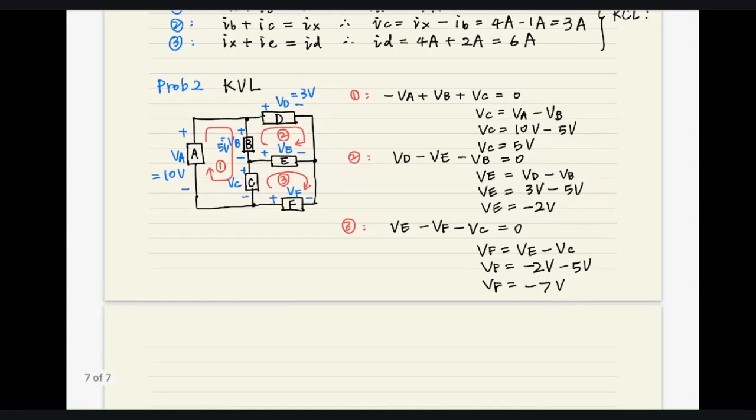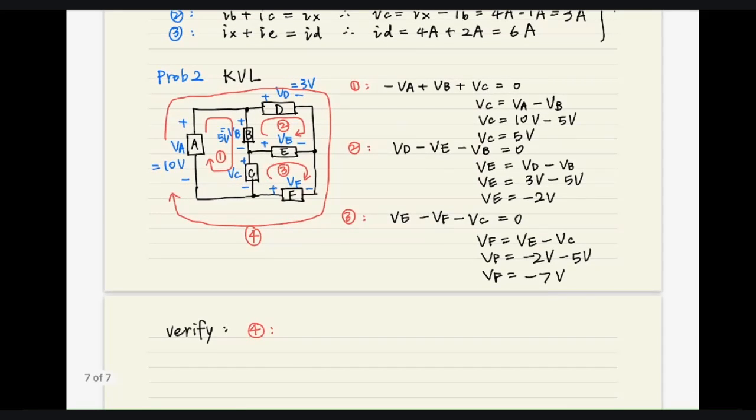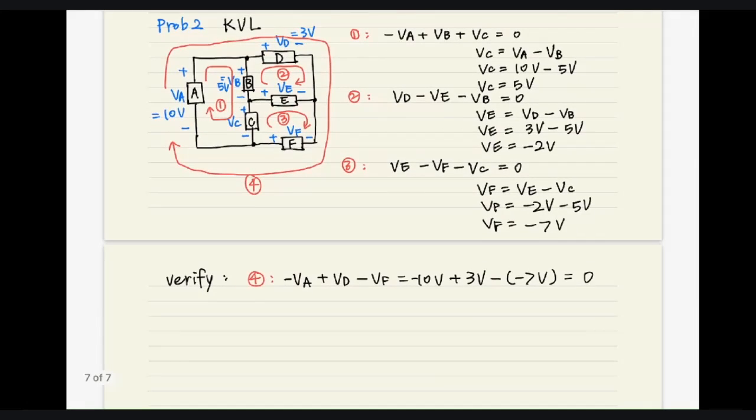And how can we verify if we calculated correctly? This is not necessary when you solve a problem, but you can check it yourself. Let's choose a loop that we never used before, for example, the outer loop. The outer loop goes through A, D, and F. Let's check. VA equals 10. Sorry, minus 10, plus 3 volts, and minus 7 volts. What is it? It is 0. So our computation is correct.